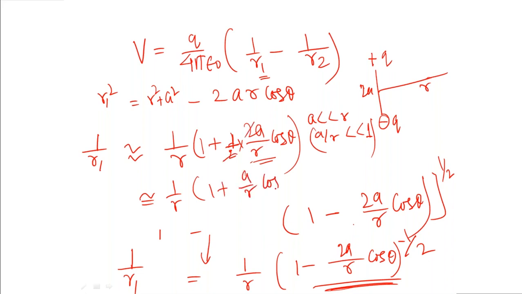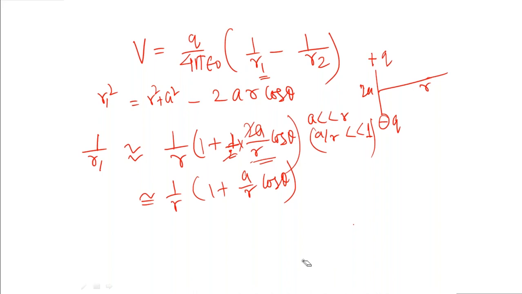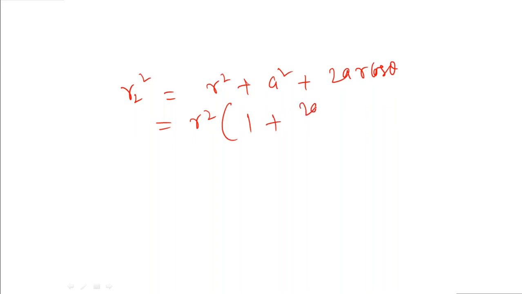Similar way I can get for the other also. I'll just write it for the other one. See what I have for the other one. I have r2 square is equal to r square plus a square, and here it was plus 2ar cos of theta. So in similar fashion I'll do r square 1 plus 2a by r cos of theta, then it will be a square by r square. This term we will neglect now. So now we'll do r2.